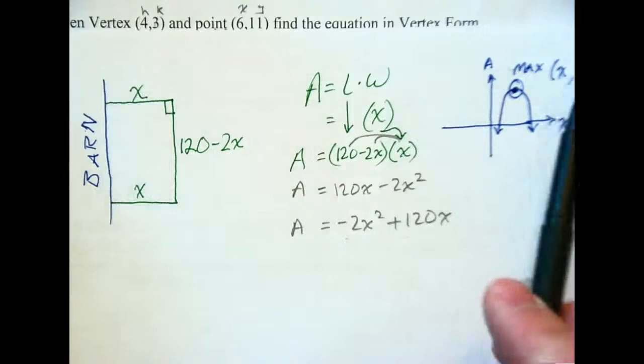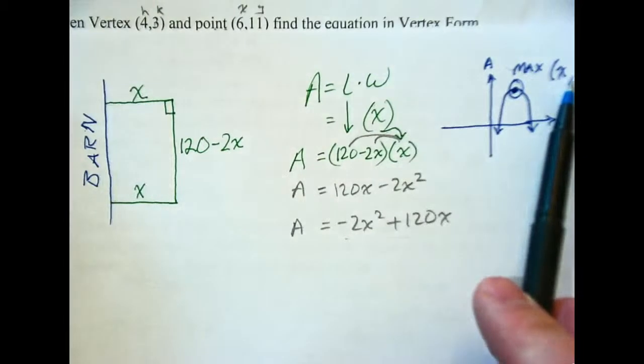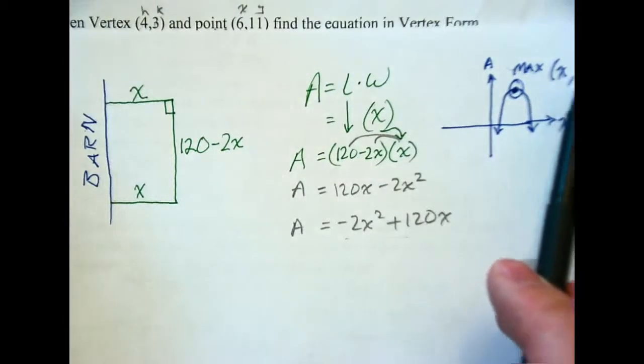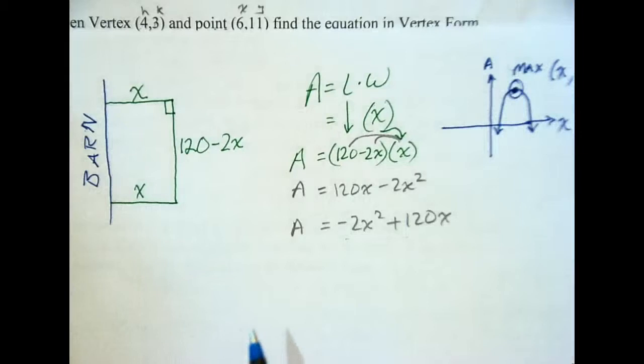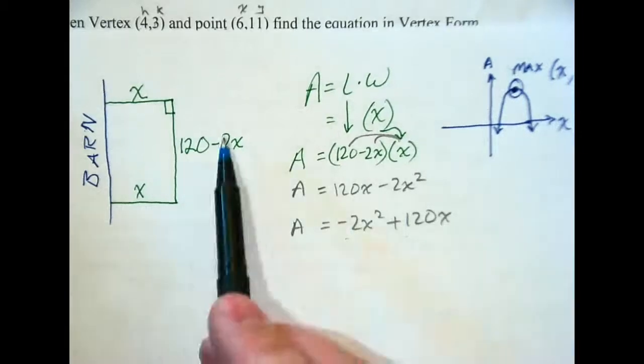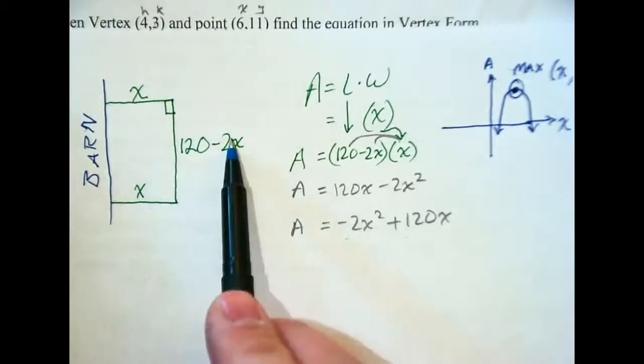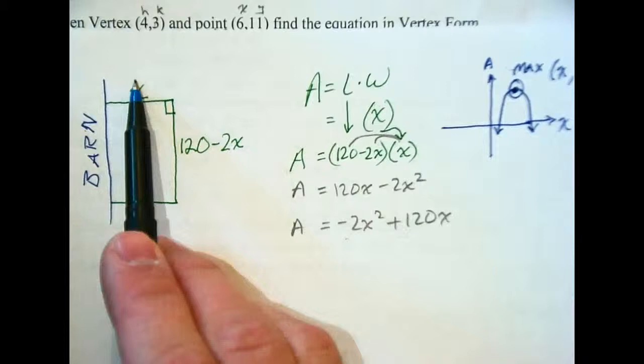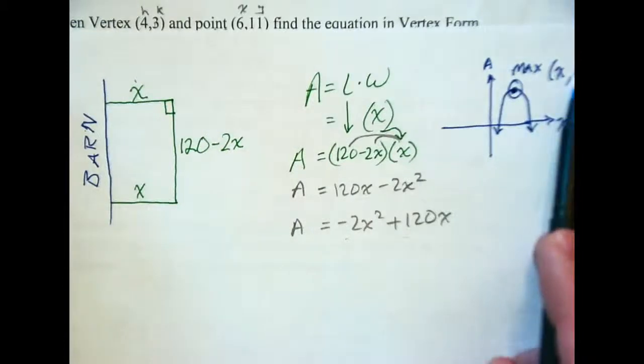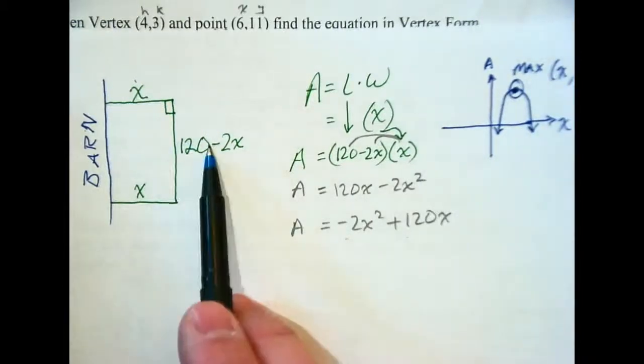Is A my other dimension? No, that's the area. What's my other dimension? 120 minus 2X. So if I find X, that's great. The A doesn't tell me my other dimension. This does. Okay? All right, now some of you tuned out.